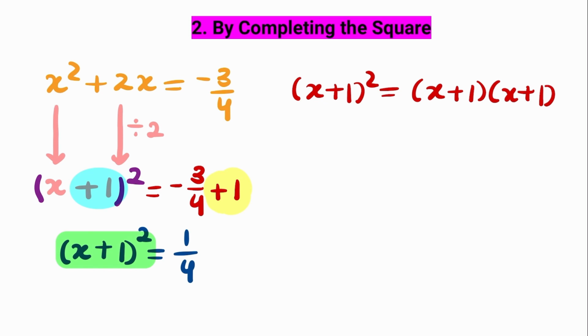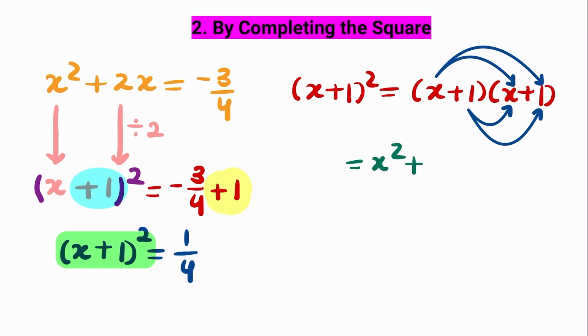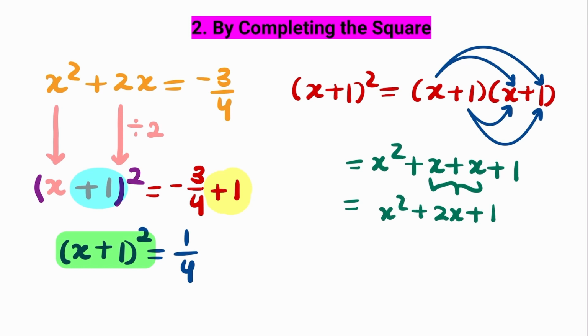Now in order to expand x plus 1 and x plus 1 further, we have to multiply x by x and x by 1, and 1 by x and 1 by 1, like this. So here x squared plus x, plus 1 times x is x, plus 1 times 1 is 1. Now we can add up the x and x terms here, which will give us 2x. x squared plus 2x plus 1.